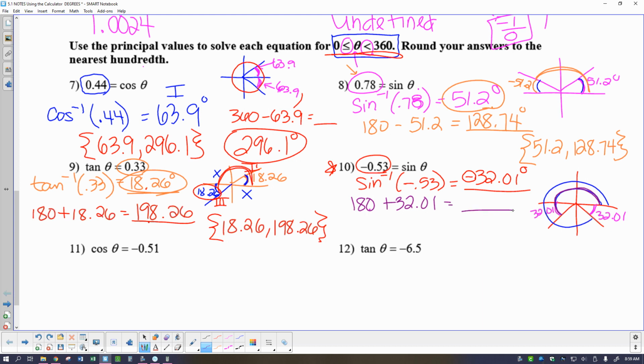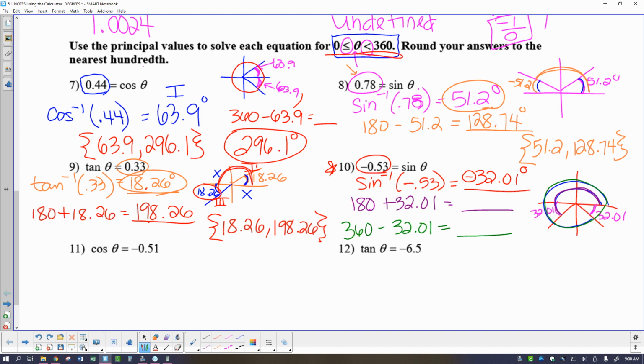That's going to get one answer. And then for the other one, this whole thing would be 360. So if I take away, do 360 and take away 32.01, that'll land me in the fourth quadrant and get my other answer. So 2 answers that I have here.